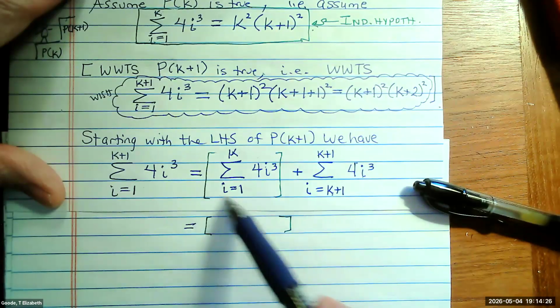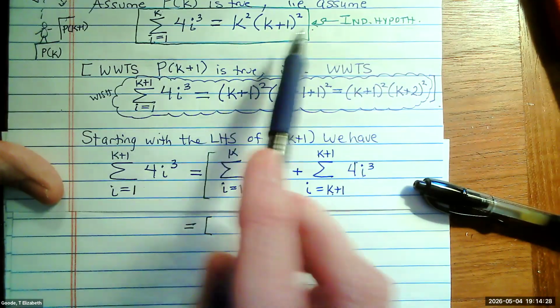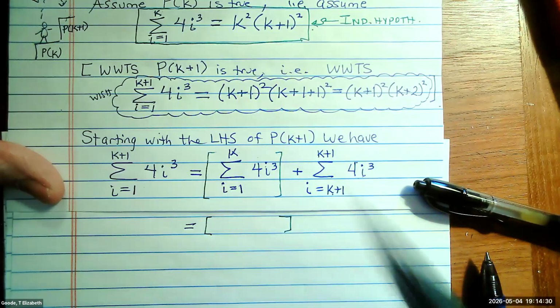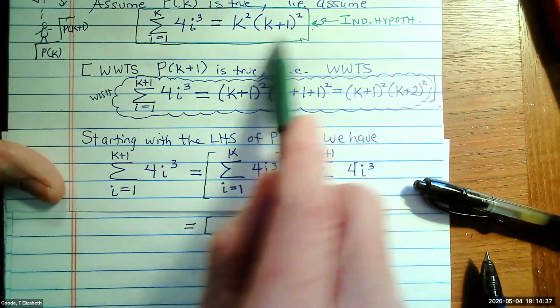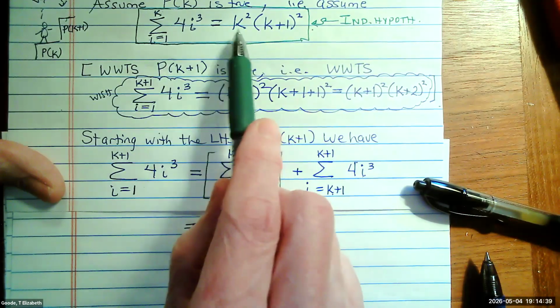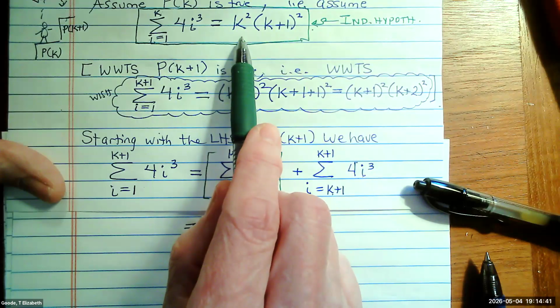Do you see how we have the left-hand side? This is P of k right here. It has a left-hand side that is equal to its right-hand side. This we have assumed. We have this money in the bank. We get to use this.